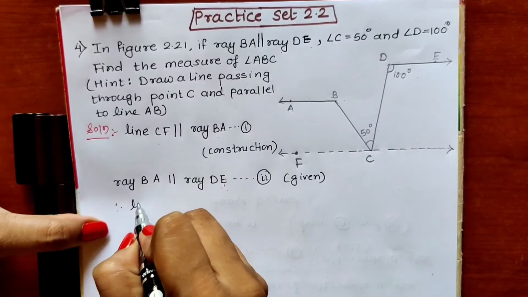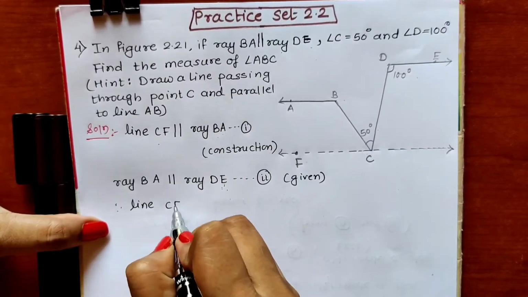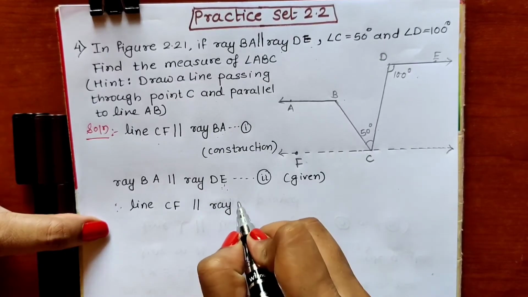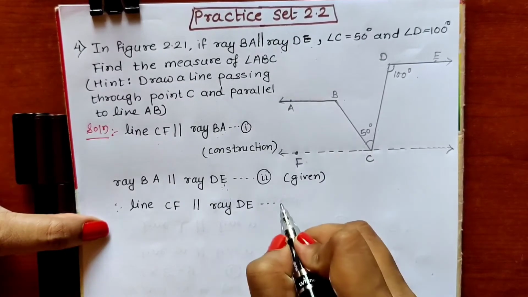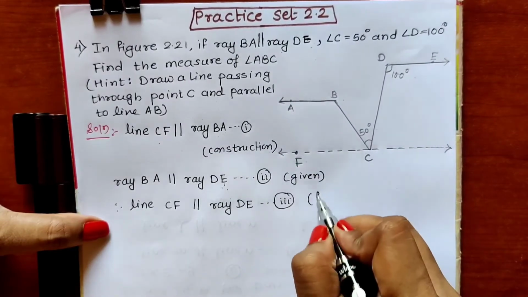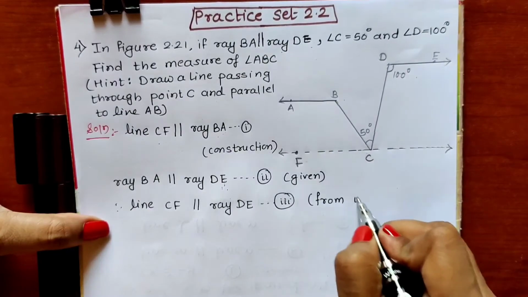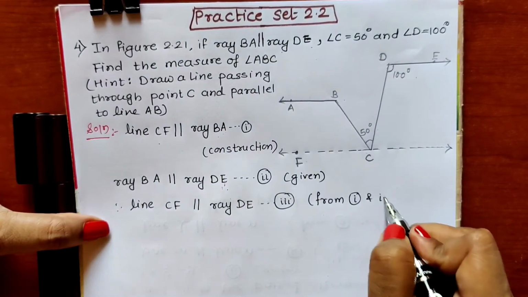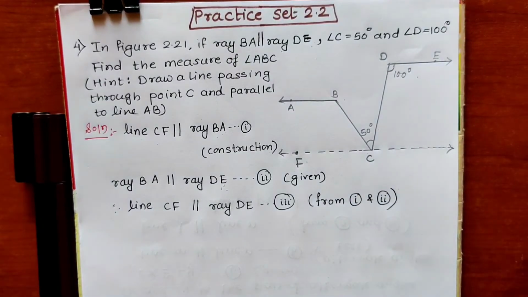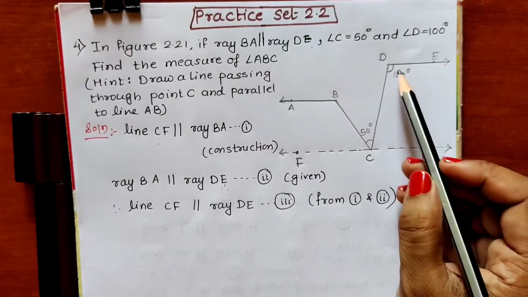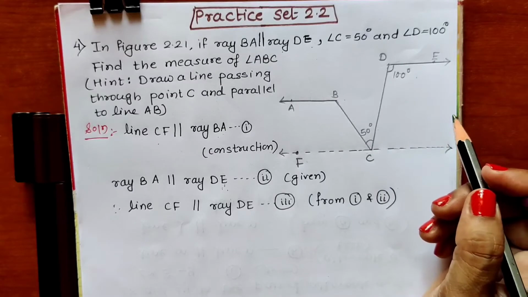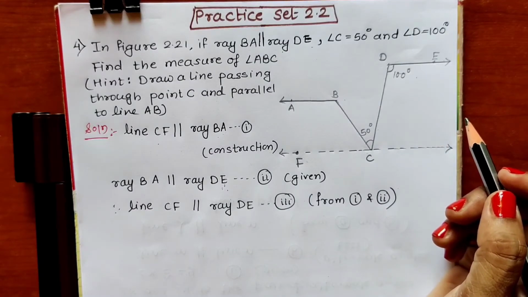Therefore, line CF is parallel to ray DE. This will be the third statement, and this we have got from the first and second statements. So the reason for this particular step is from 1 and 2. Okay. Now let us see these two parallel lines, or one parallel line and the other is the ray. Let us observe this. I will be drawing on another page.